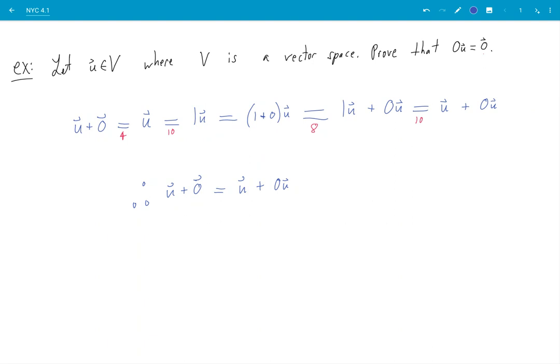So I want to cancel the u. What I'm going to do is add something to both sides. If you have an equation and you add the same thing to both sides, then the equation still holds. Okay, so this is a piece of logic that I hope you agree with. This is getting a bit tedious now, but let's just go through it.